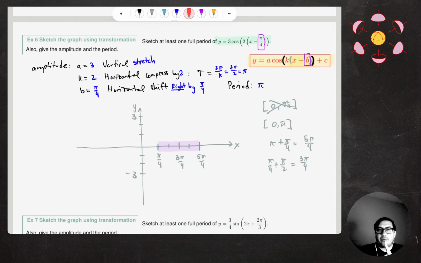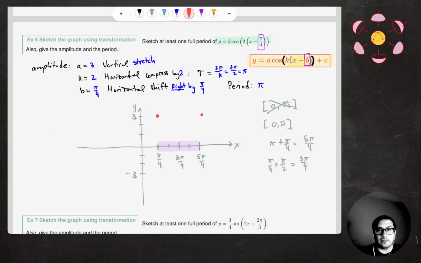So what are the 5 points? How do we know which ones to select? We are doing cosine, and cosine starts at the top. So we're going to start at 3 at this point here, basically at pi over 4, comma 3. And then we're also going to end up at 5 pi over 4 at 3.